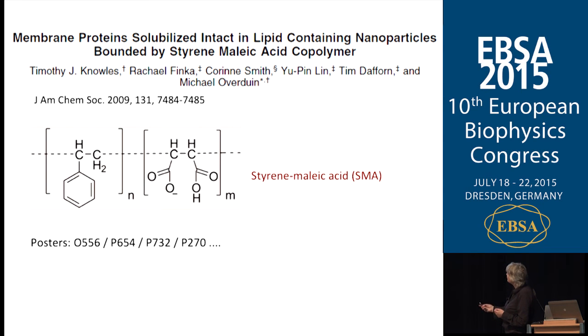Now, this was first published in 2009 by the group of Mike Overduin and Tim Dafforn. They published this method, and it looked very promising. Very soon after, there came a lot more studies from the group of Tim Dafforn to characterize these nanodiscs. There also came a number of studies from the group of Tony Watts, characterizing these nanodiscs and applying them to different membrane proteins. So it looked really promising, and more groups have started working on these polymers. There are several posters here now, and this afternoon there's also a talk about the use of those polymers on membrane proteins. So they're really promising systems.